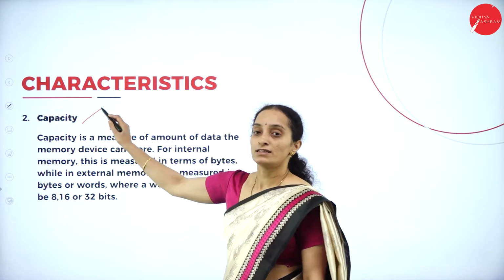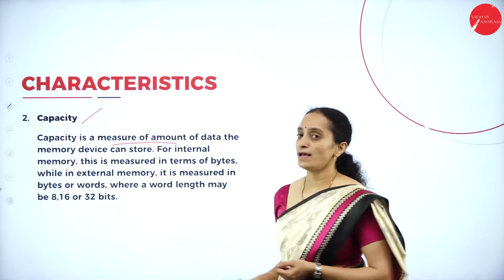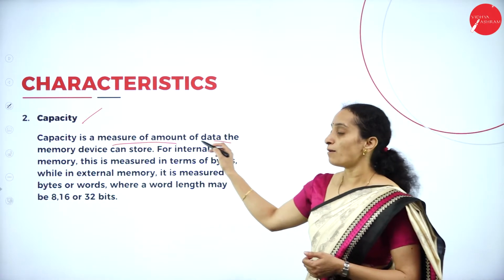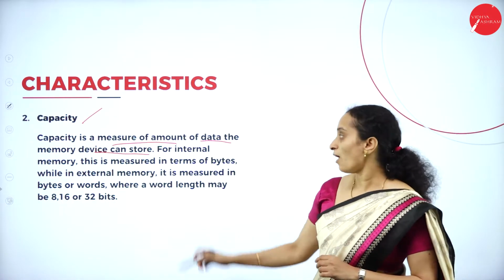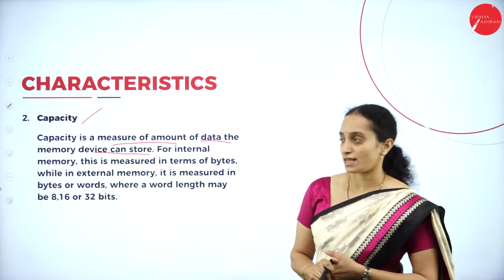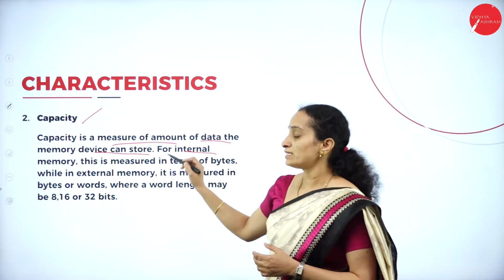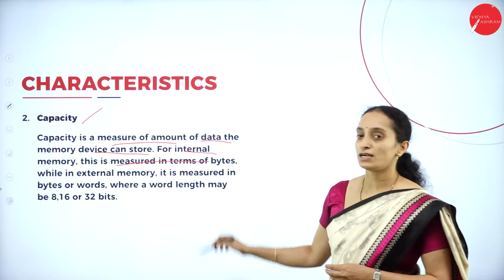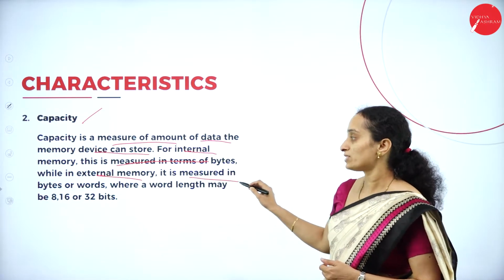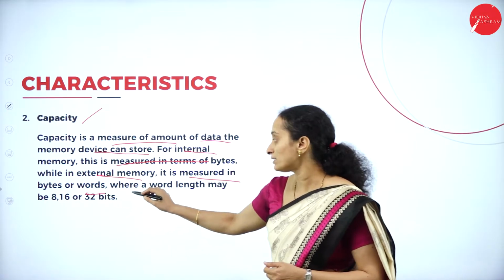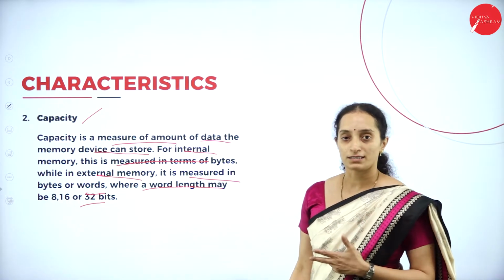Second one is the capacity. What is the capacity of the memory devices? So capacity is the measure of the amount of data the memory device can store. How much data the memory device can store is the capacity of a computer. For internal memory, this is measured in terms of bytes, while in external memory, it is measured in bytes or words, where a word length may be 8, 16 or 32 bits.